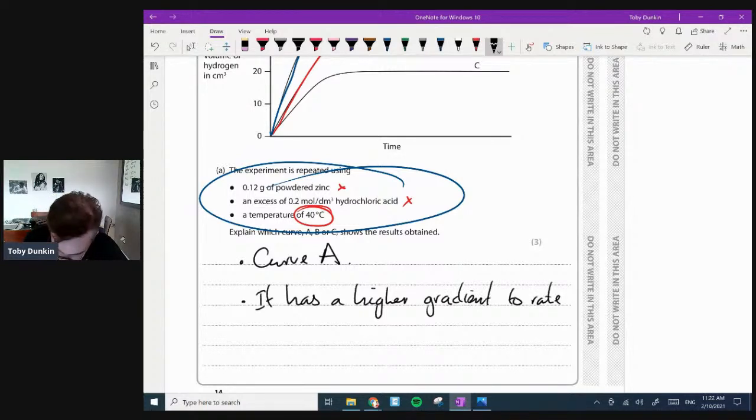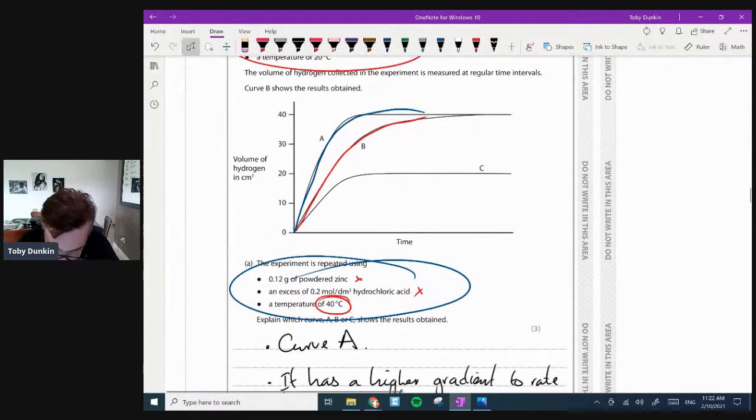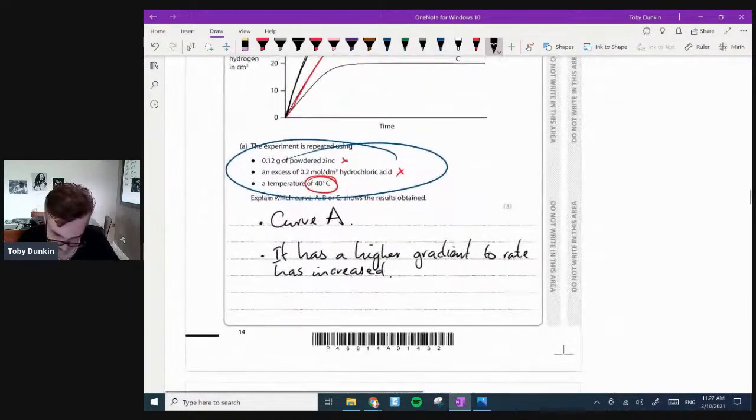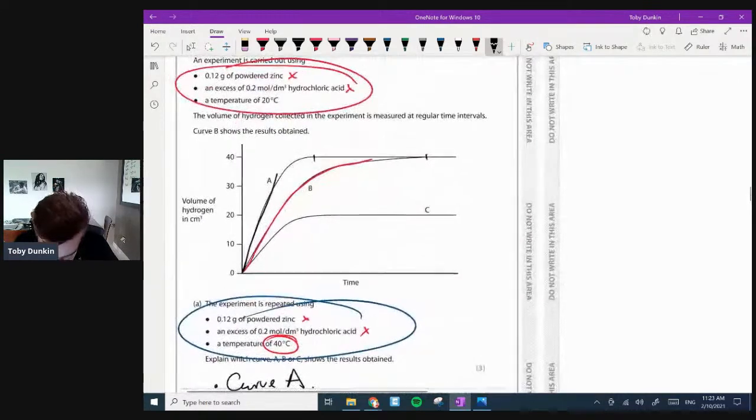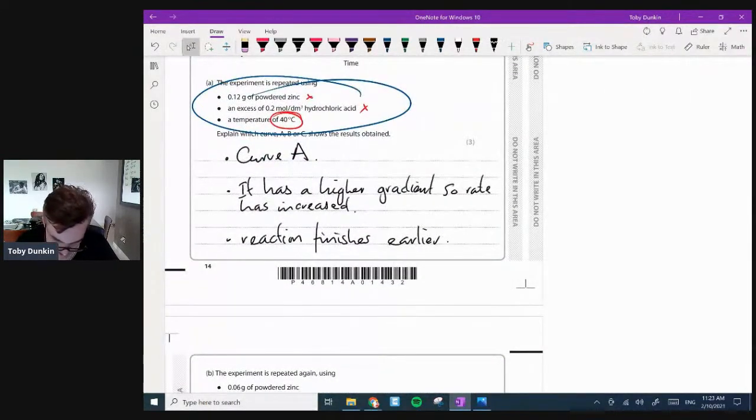So rate has increased. And it also ended earlier. So it is steeper, but also it ended way earlier than that one did, which would make sense. It has a higher gradient, so rate has increased, and reaction finishes earlier. I can even quote it, really. Oh no, I can't, don't need to. That's going to be interesting again to mark.